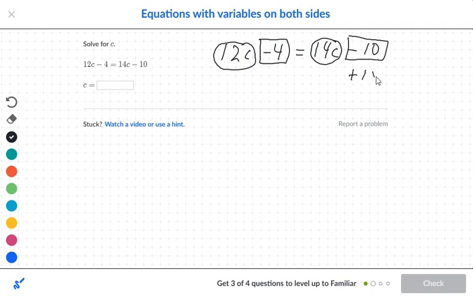So right here we're going to go plus 10, and then plus 10. This will cancel out. This will leave me 14C. A negative 4 and a positive 10 is actually a positive 6.